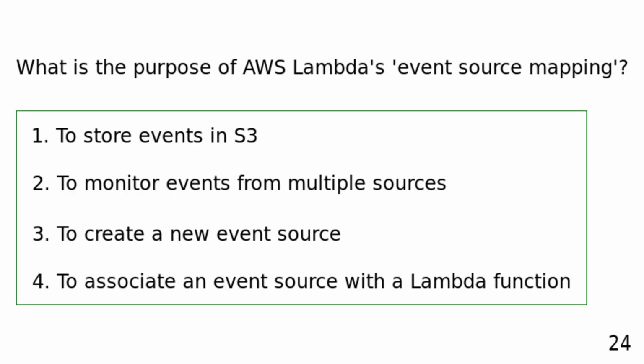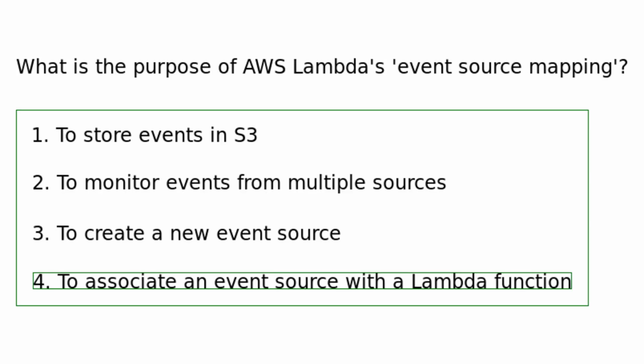What is the purpose of AWS Lambda's event source mapping? To store events in S3. To monitor events from multiple sources. To create a new event source. To associate an event source with a Lambda function. Event source mapping in AWS Lambda is used to associate an event source, such as an SQS queue or Kinesis stream, with a Lambda function to process incoming events.